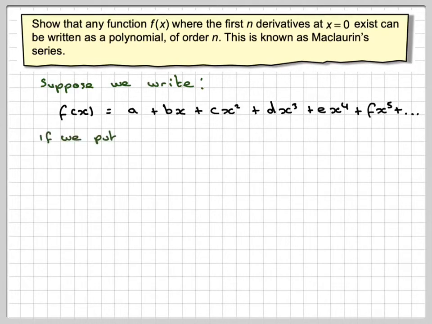Okay, if we put x equal to 0, that's great. On this side we have f of 0, and on this side all these terms will disappear because 0 times anything is 0. So we'll just end up with f of 0 is equal to a.